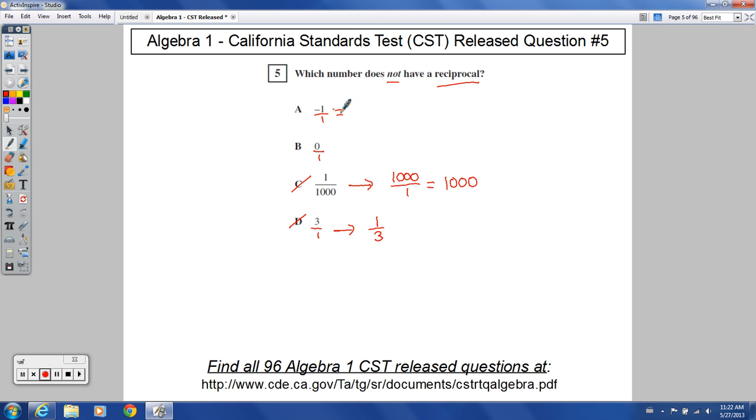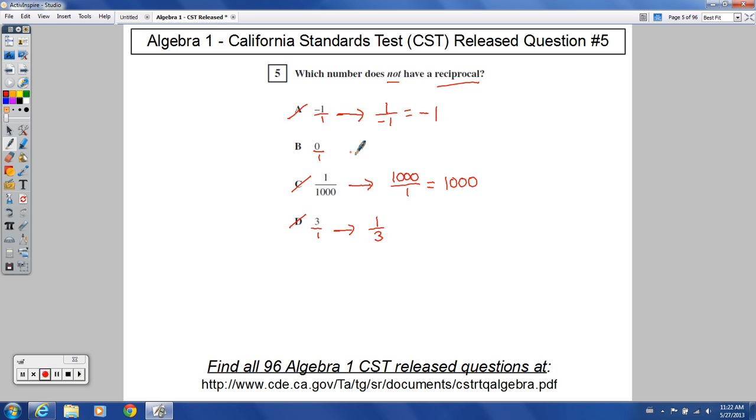Same thing here, you can flip this over, you'd have 1 over negative 1. And I did the same thing I said I wasn't going to do, but in this case it actually happens to be true. If you flip over negative 1 over 1, you'd have 1 over negative 1. That would equal negative 1 in the end, and so would this. So here the reciprocal happens to be the same value. That rarely happens, but it still has a reciprocal.